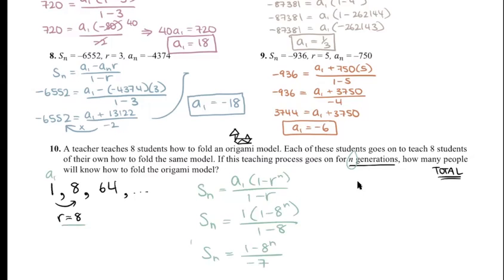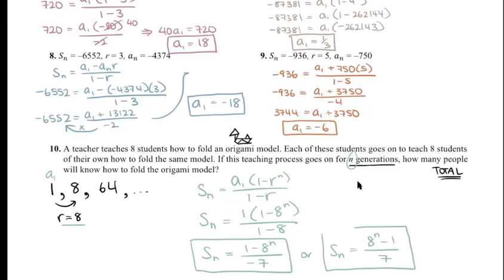All right, so you can leave it like this, or if you want to be fancy, you can multiply top and bottom by negative 1 and clean it up a little bit. And you can do it this way. So either of those will work. All right, good job, guys. That is the lesson.